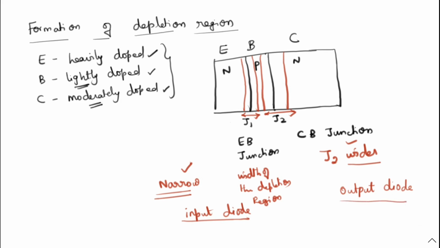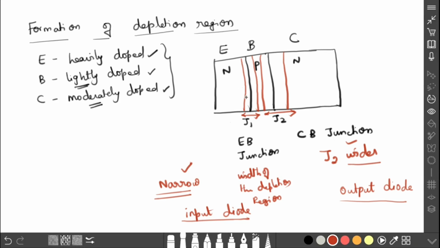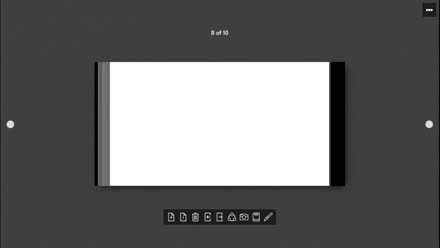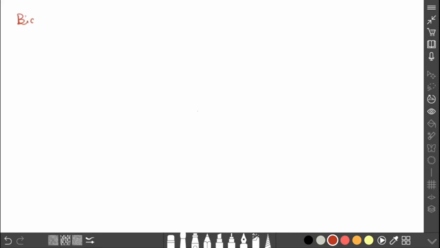Next we are going to discuss, since two junctions are there, how the biasing should be given. In the previous case, for a diode there were only two biasing options, forward biasing and reverse biasing, but here two junctions exist. So how will the biasing change? That part we are going to discuss now. Biasing of the transistor: because two junctions are there, the two junctions of this transistor can be biased in four different ways.